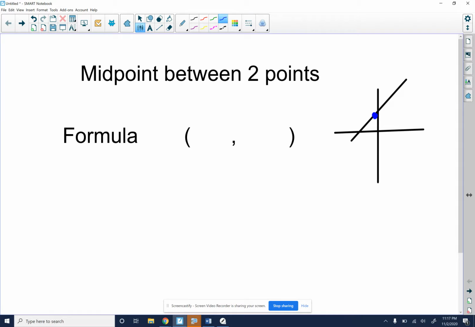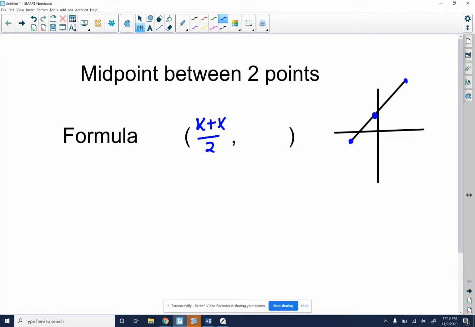That might look like the midpoint, but there's a way to exactly find it based on my two endpoints right here. And it's a formula. So the formula is to take your points and add the two x coordinates together and divide by 2. Because if you take an average, you're finding the middle.